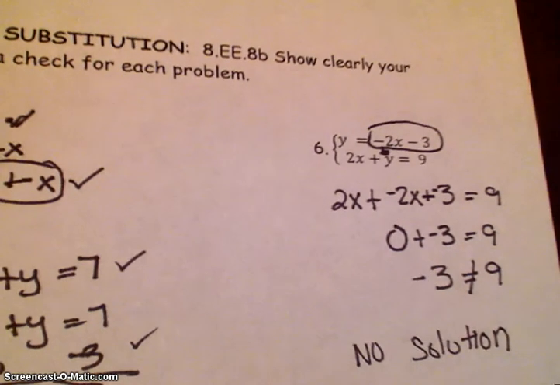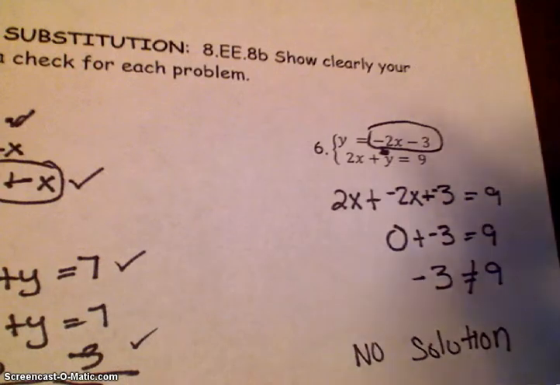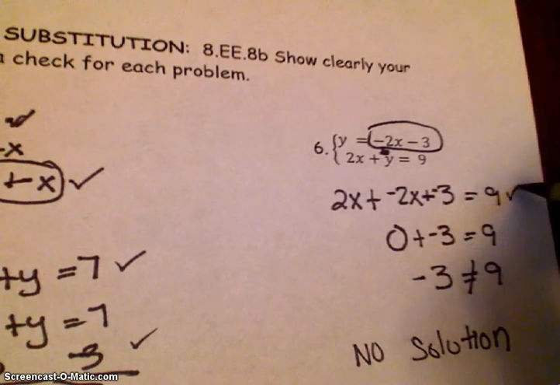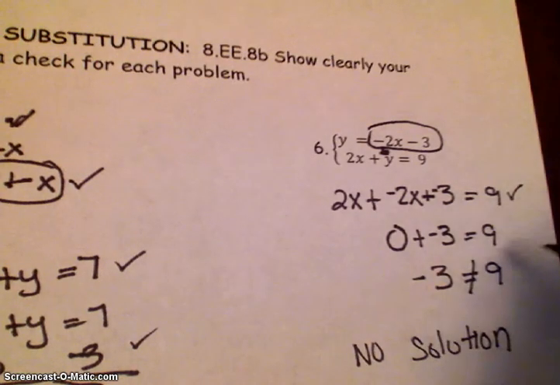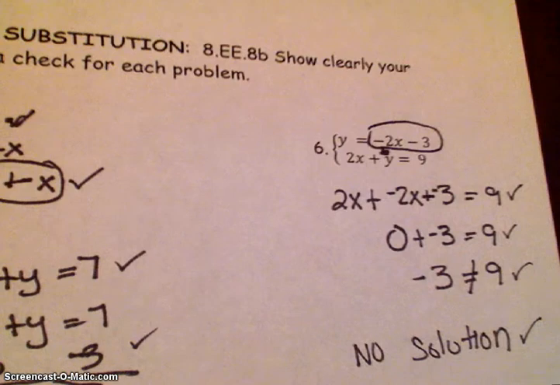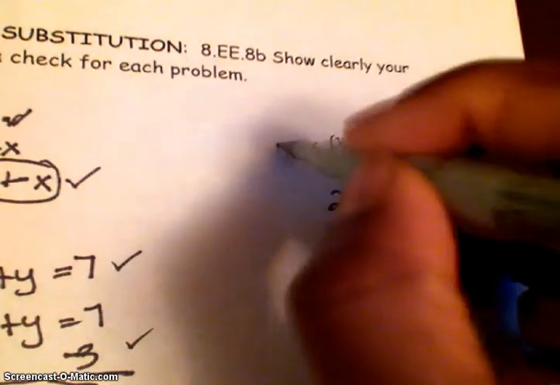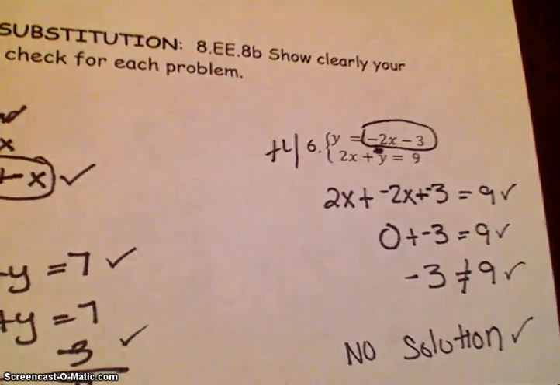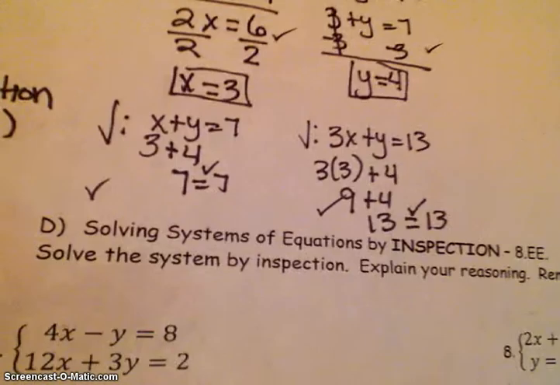Okay, no solution. So here I was looking that you did your substitution correctly, that you simplified correctly, and that you told me negative 3 does not equal 9, and you wrote out no solution. So this was worth a total of 4 points. Okay. All right, let's go down to solving by inspection.